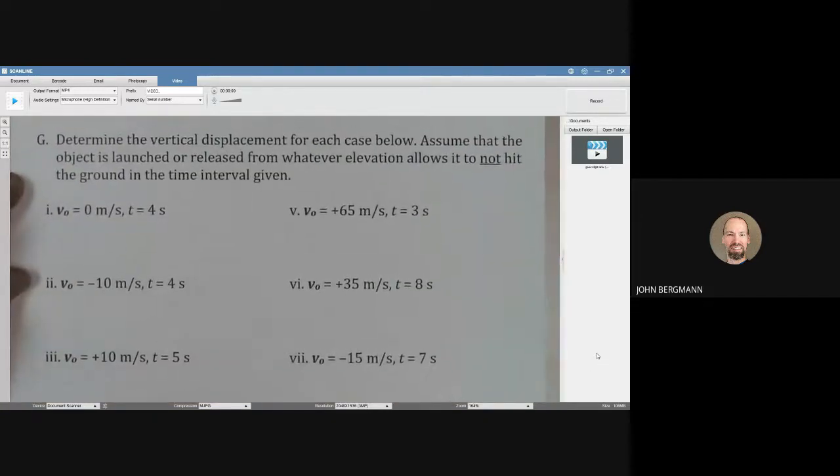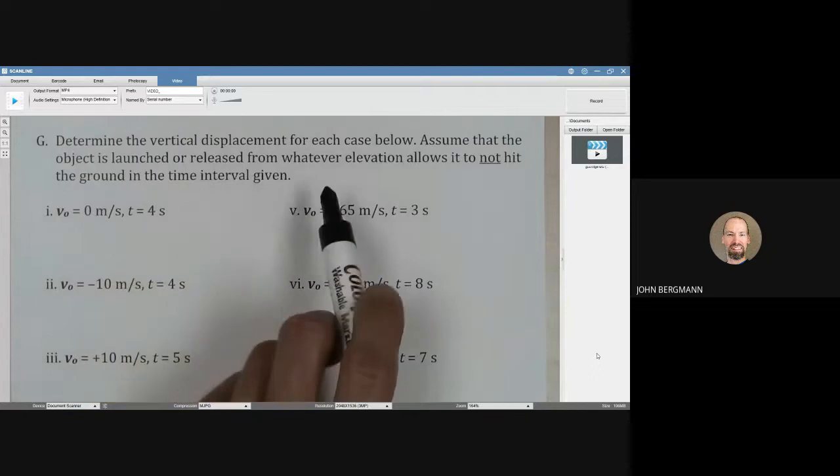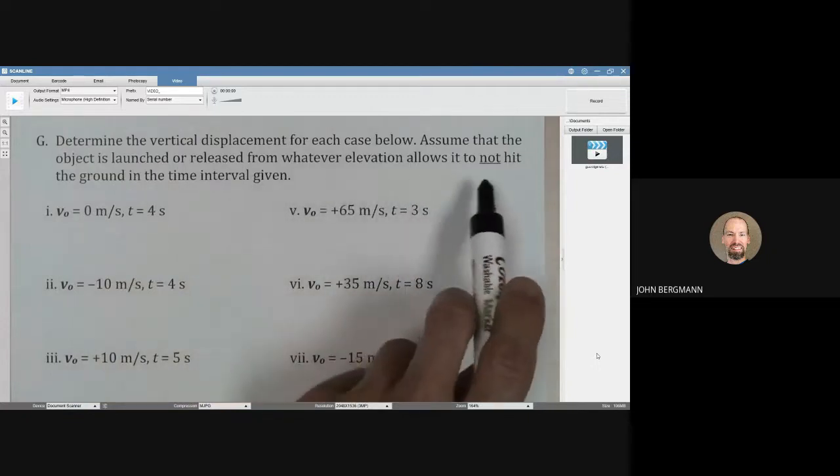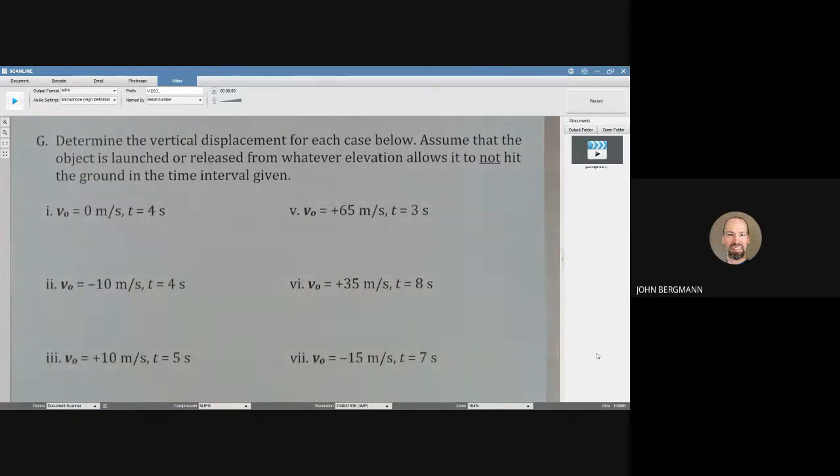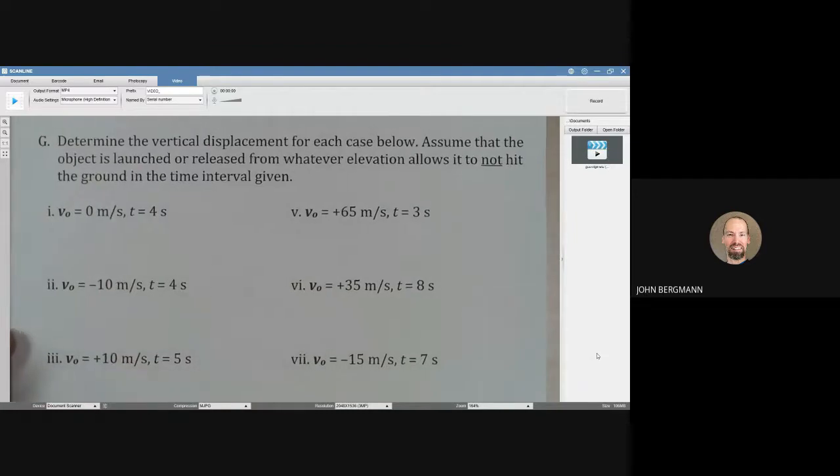So in each case, we want to determine the vertical displacement, and we want to assume that the object is launched or released from whatever elevation allows it to not hit the ground in the time interval that it's given. We might be at the edge of a tall cliff if we're firing something downward or whatever, but in any case, this thing is in the air the whole time that's listed.